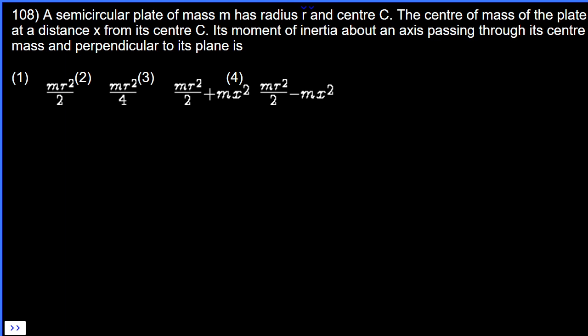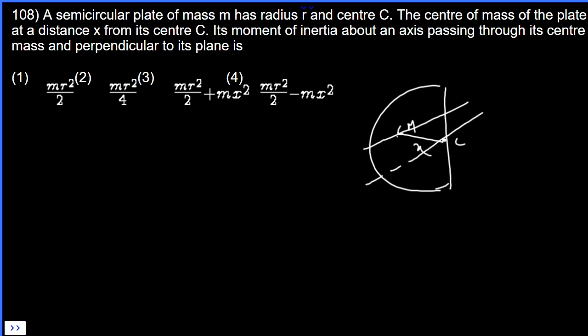So here, first of all, given is a semicircular plate. This is the semicircular plate, and this is the center of the circle, and this is the center of mass. The distance between these two is x. This is the axis passing through the center of mass, and this is the axis passing through the center.